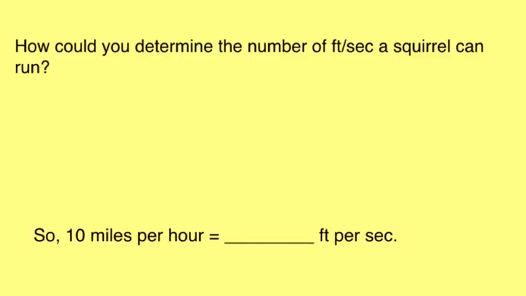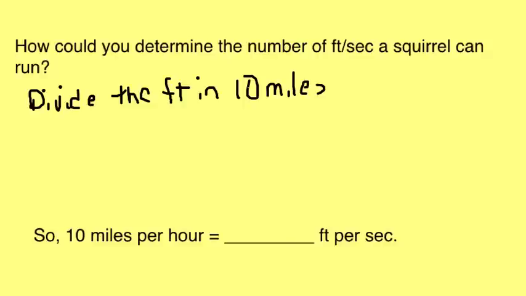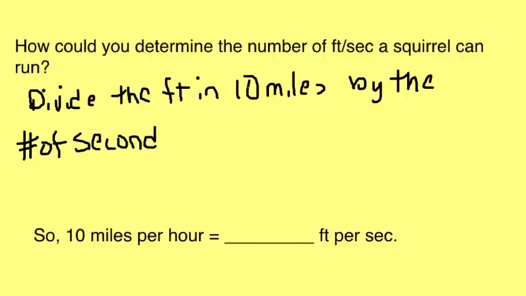Okay, so based on the information that we just talked about in your chart, and also about how many feet are in 10 miles and how many seconds are in an hour, we're going to try to determine the number of feet per second a squirrel can run. So in order to do this, we're going to divide the number of feet in 10 miles by the number of seconds in an hour. And you need to write this information down on your notes.